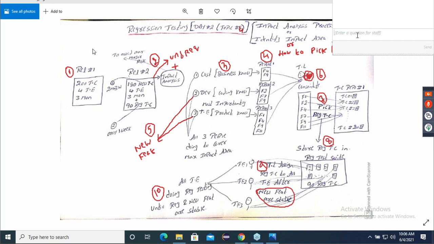Next point. In the first release, there is no concept of regression testing or the impact analysis.